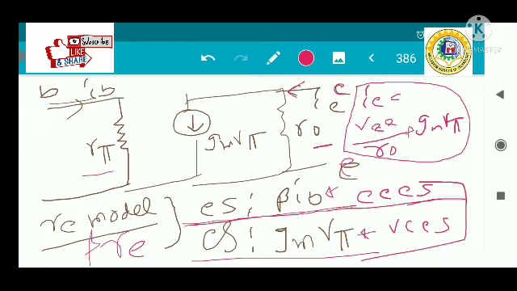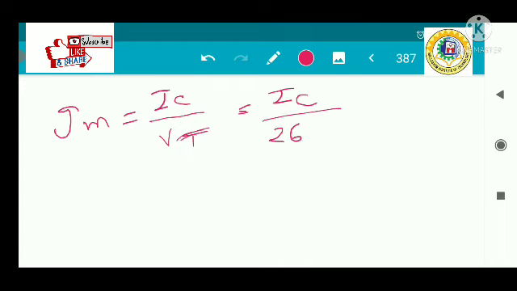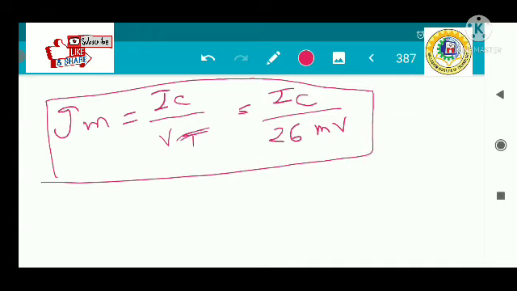And the transconductance I have already said. The transconductance GM is nothing but IC divided by VT, that means IC divided by 26 millivolt. This expression is required; some question may be asked directly from this expression. So VT you can consider as 26 millivolt. Going forward, just by using this model, you can easily analyze the CE transistor and the different parameters of the CE transistor.